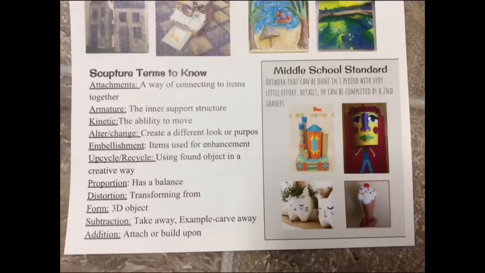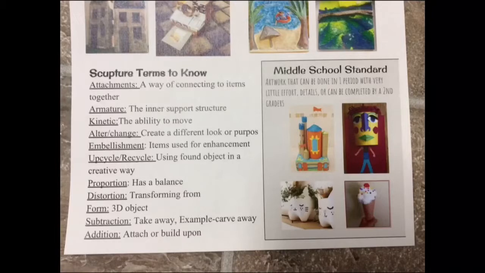Now there are a few terms that you might need to know when working with sculpture. Attachments are different items that you can attach to your sculpture. These do not necessarily mean arms. They mean other decorative things that you can add on. For example, if you were making hair, you might use some kind of yarn and add stuff to that. Armature is the inner support.